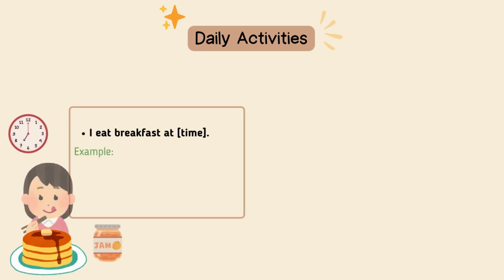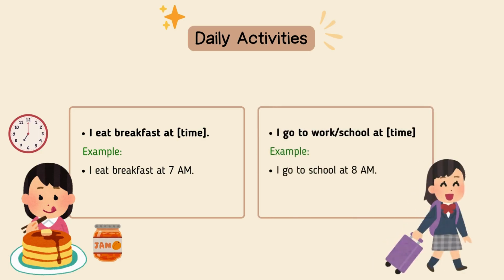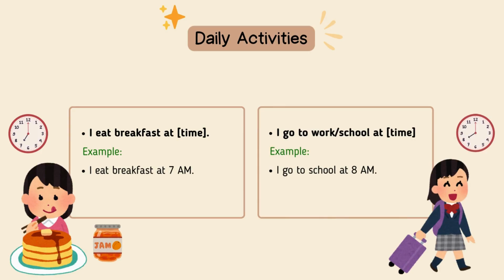Let's learn how to talk about your daily routine in English. Let's start with the morning. Listen and repeat. I eat breakfast at 7 a.m. Now your turn. Say, I eat breakfast at your time. Great. Now let's talk about school or work. Say, I go to school at 8 a.m. Now try this. I go to work at your time.